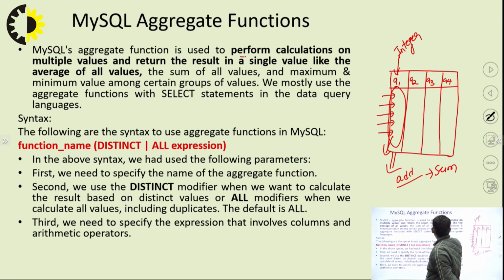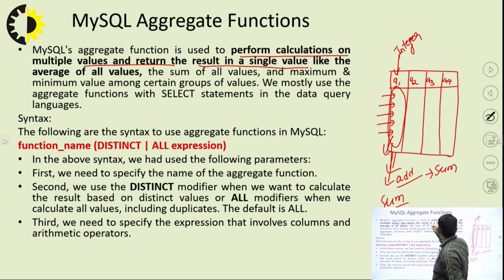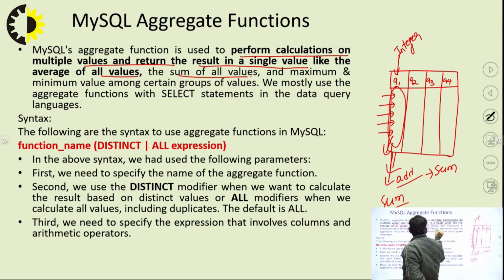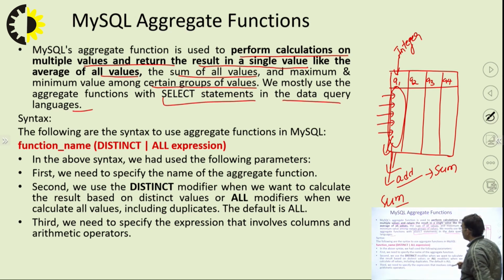It is used to perform calculation on multiple values and return the result in a single value. For example, let's suppose someone is adding these values, then the result will be a single value, the sum. It is returned by the aggregate function, like the average of all values, the sum of all values, and the maximum and minimum value among a certain group of values. We mostly use the aggregate function with the select statement in the data query language. We will discuss later how to use it.